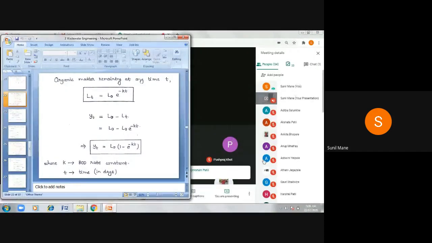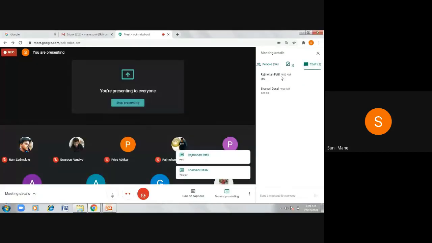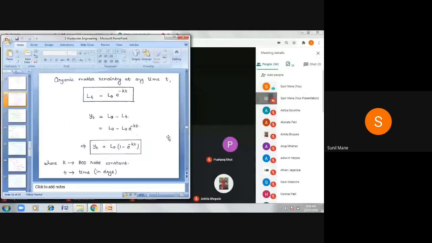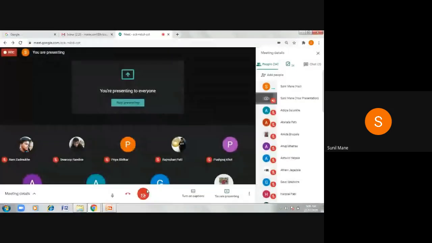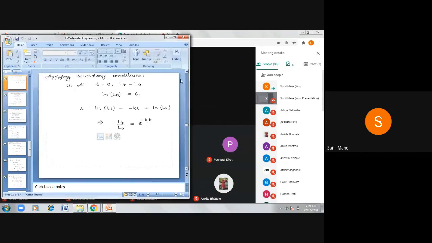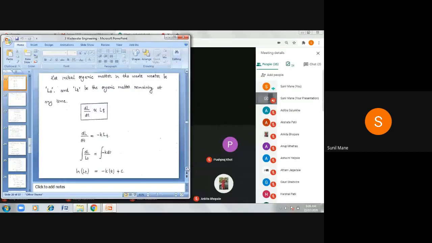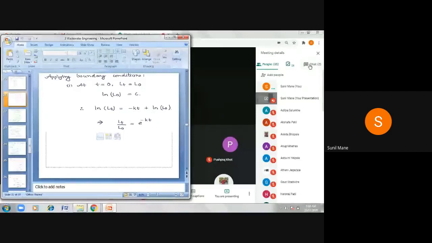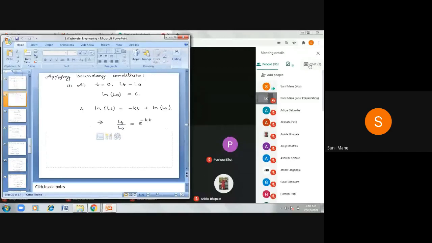Now, the thing we have discussed earlier, that is regarding calculations. Okay, so I think up to this particular point we have come. We have taken the boundary conditions, and based on the boundary conditions, we have found out this particular equation. Is it right? So that I can start with this particular point.